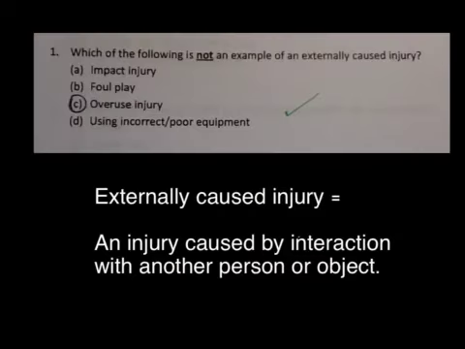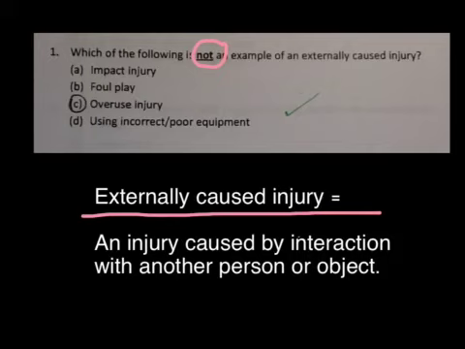Question 1 is one of those questions that tries to catch you out with the use of the word not. Don't be fooled by that. Read the question carefully to make sure that you understand exactly what it's asking. The question is asking which of the following is not an example of an externally caused injury. I've provided here the definition of an externally caused injury. You should know that. Using that definition, we should be able to rule out some of the answers on the list.